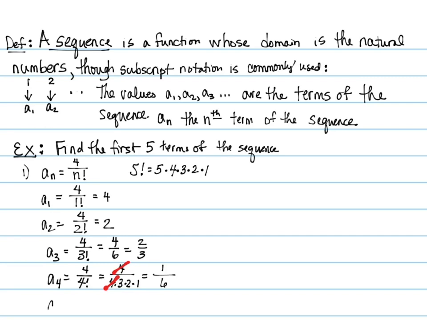Our last one that it's asking us for, of course this process goes on forever, but we're only asked to find the first 5. A sub 5 would be 4 over 5 factorial. And again, I would still suggest doing what I did on the last problem. You look at it and say, oh, look, there's a 4 on top and a 4 on bottom, so I can still reduce the 4s, and then I have 1 over, what'd you say, 30? 30. It is, good. So these are my 5 terms.